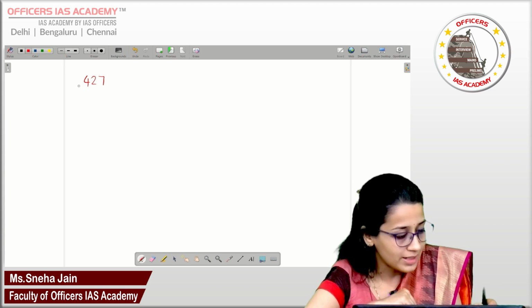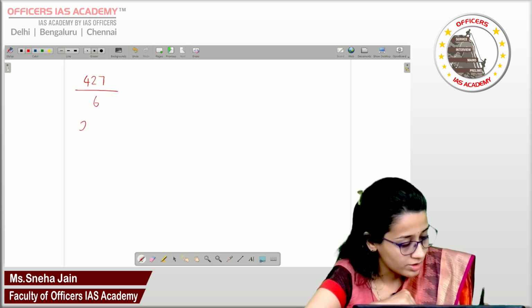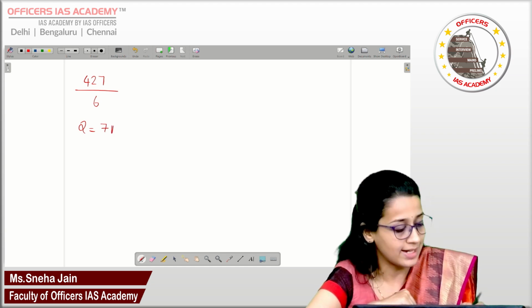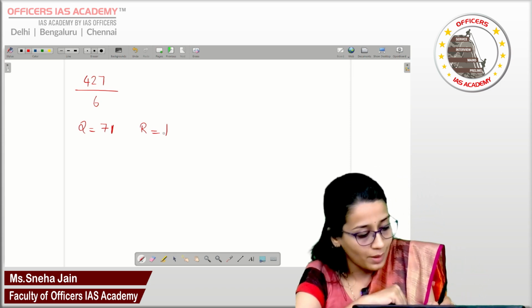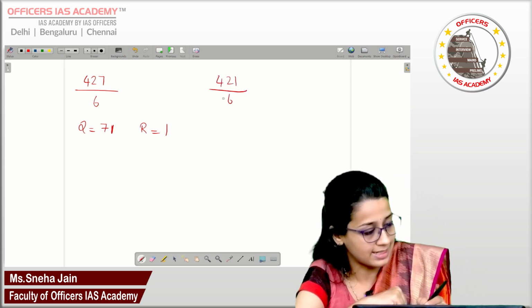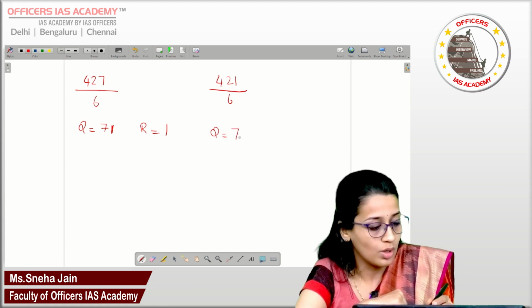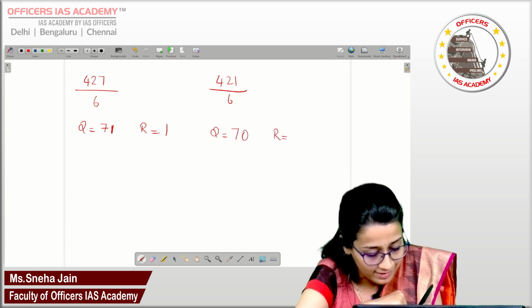427, if it is divided by 6, what will be the quotient? Your quotient should be 6 sevens are 42, 6 ones are 6. So your remainder is 1. Able to follow? If I divide 421 by 6, then your quotient is 7 sixes are 42 and 1 cannot be divided. So you will write 0 and your remainder is 1.